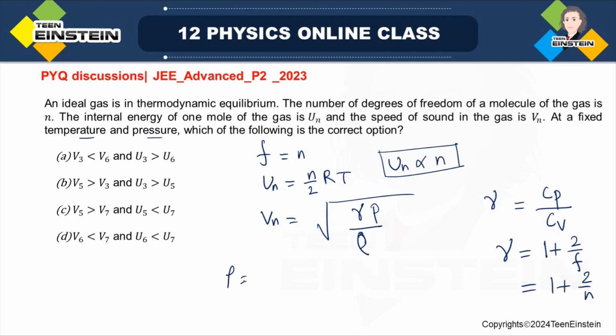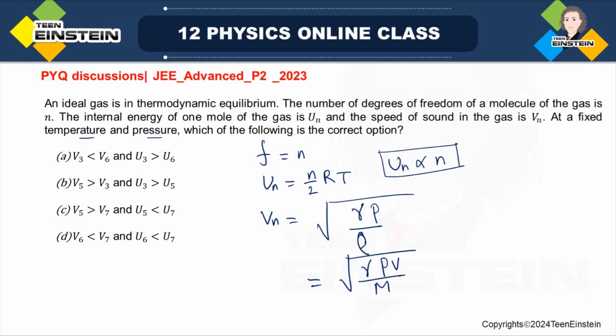Another one, let me write it here. See, this rho is actually the density of the molecules, so I can write it as M by V. If we put this rho as M by V, then I'll get gamma PV by M. For an ideal gas at fixed temperature and pressure, we can write PV is equal to RT. So I can put it here in place of P and V. In terms of R and T, R is a universal constant and T is fixed. So we have got the final expression for Vn to be the square root of gamma RT by M, and we have got gamma as 1 plus 2 by n.